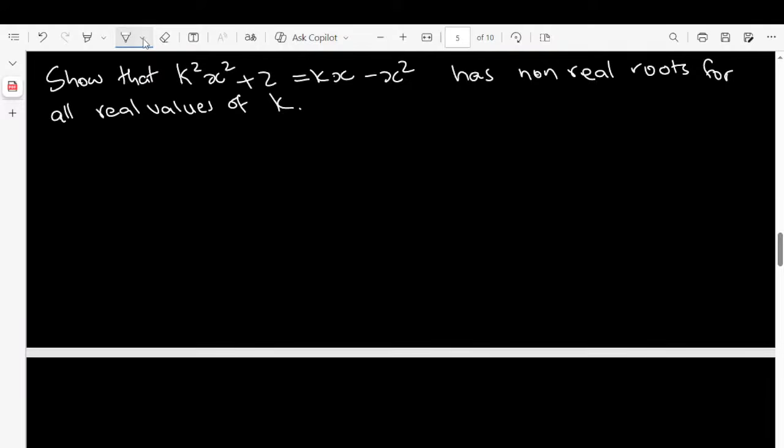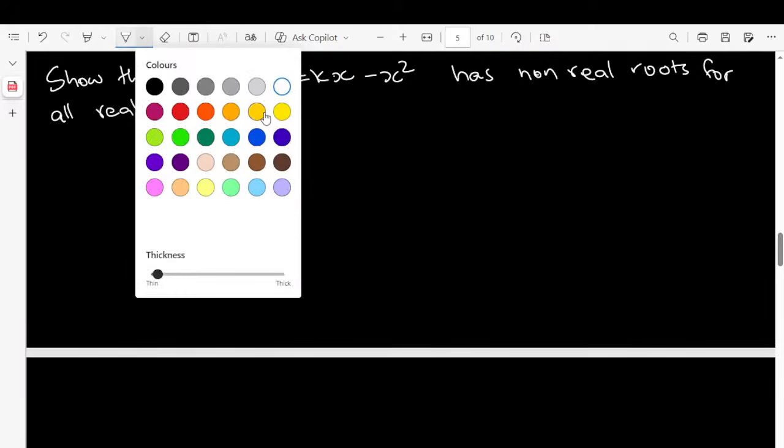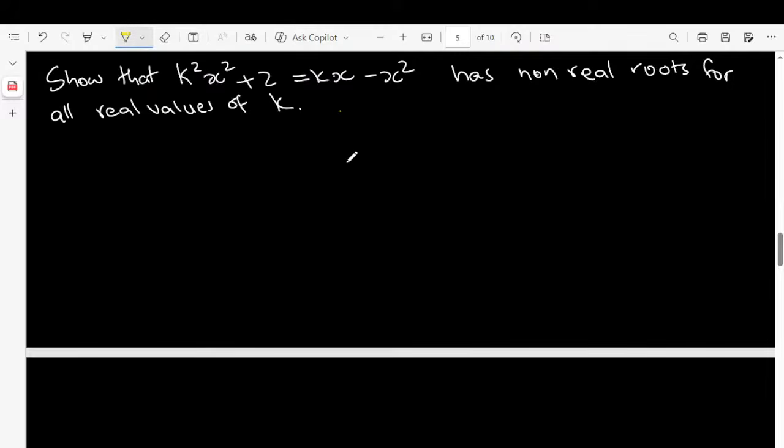They say you need to show that this equation has non-real roots for all real values. Remember, we already talked about this. When it's like this, we need to make sure that we put it in standard form. Trust me, this one will definitely get it in an exam, especially those who are writing mock control tests. You should expect something like this.